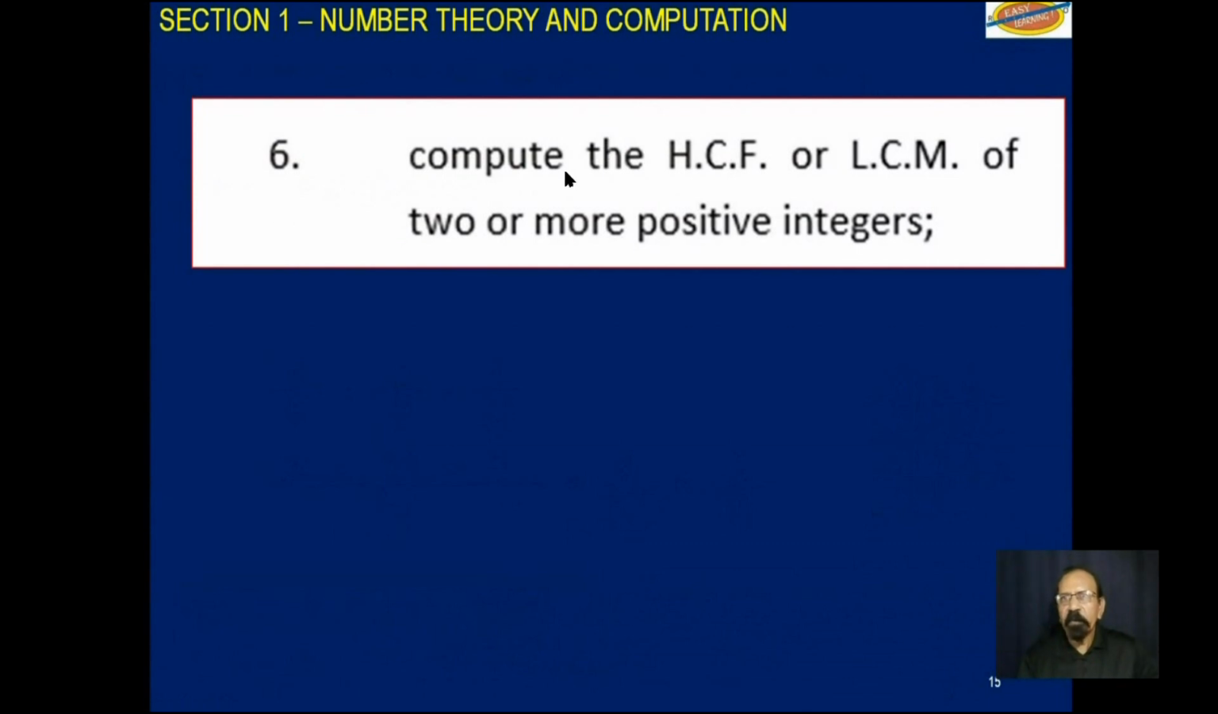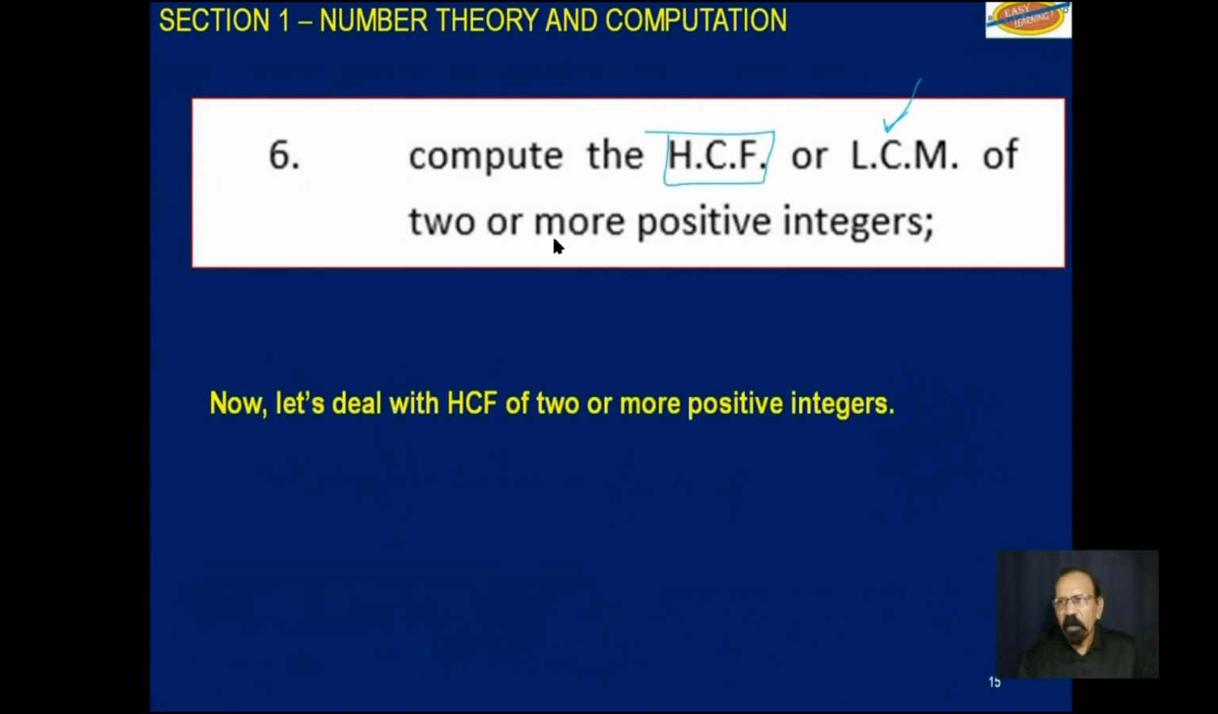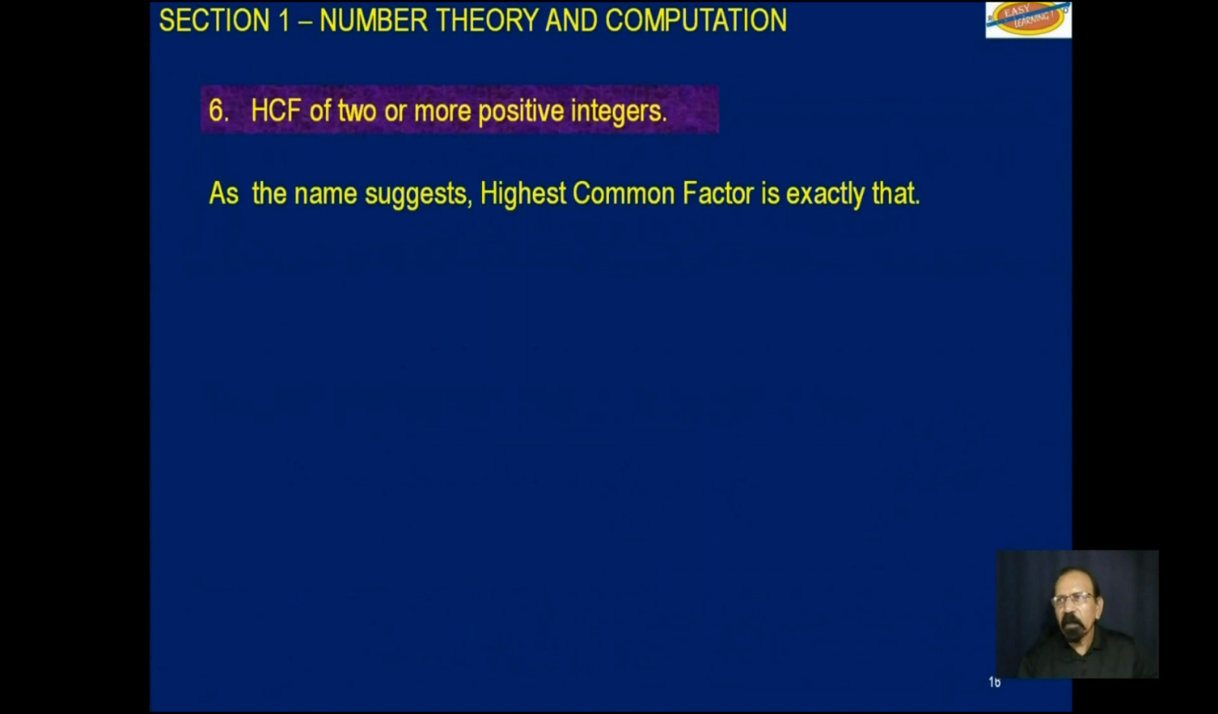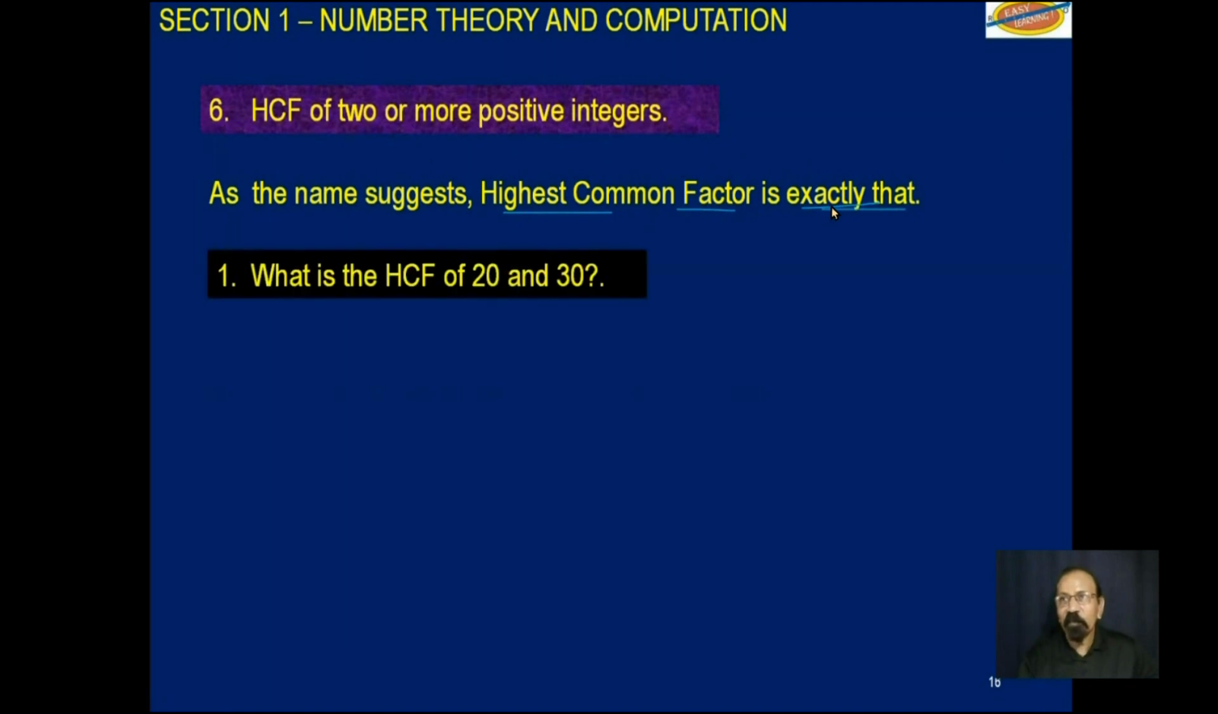So we can compute LCM. Now we are going to deal with HCF. Let's deal with finding the HCF of 2 or more positive integers. As the name suggests, highest common factor is exactly that. What is the HCF of 20 and 30?